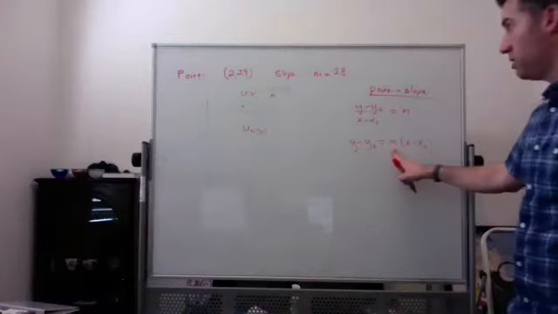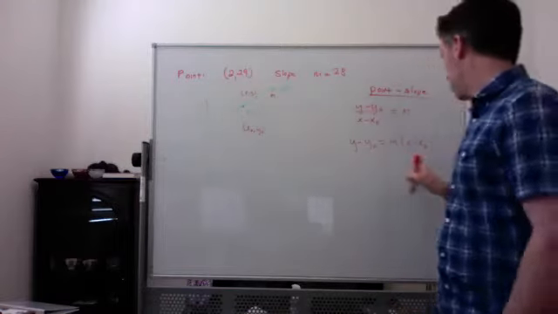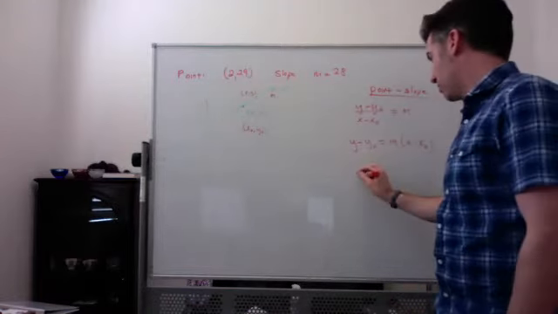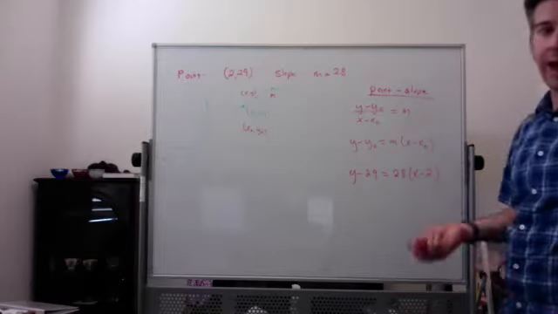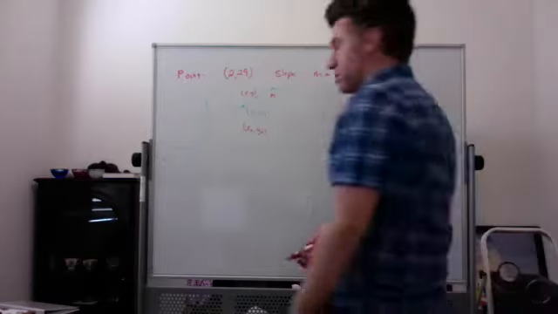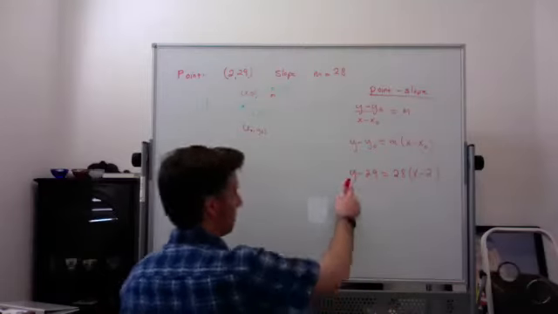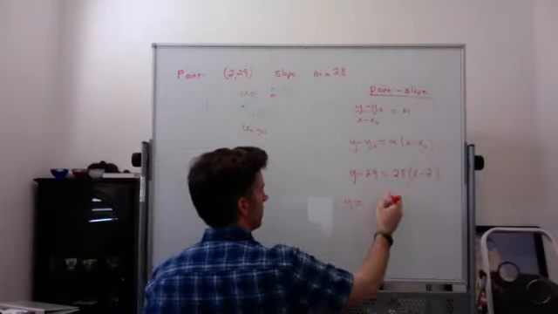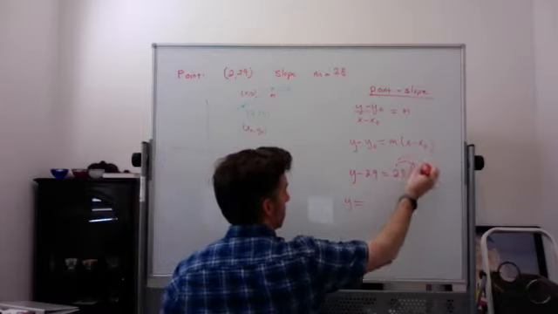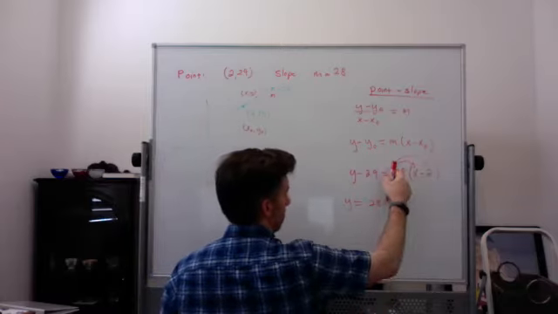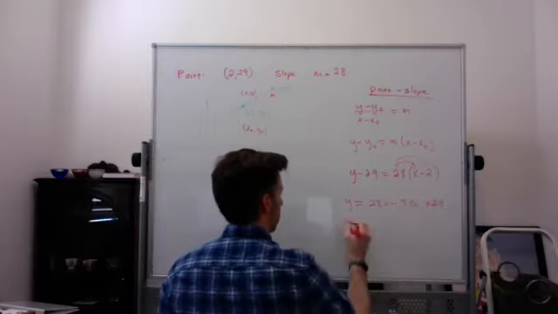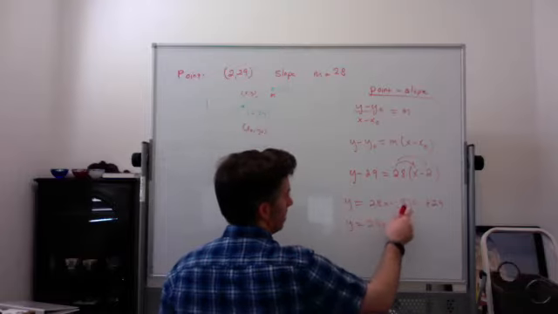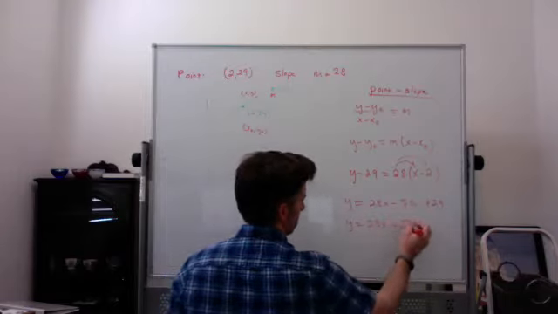The slope is 28, and the point is x is 2 and y is 29. So my equation is y minus 29 equals 28 times (x minus 2). I think you're fine leaving it like this, but some people are not. So then you'd solve for y: distribute, 28x, and 28 times negative 2 is minus 56. Then we add the 29. So we end up with y equals 28x, and negative 56 plus 29 is minus 27.